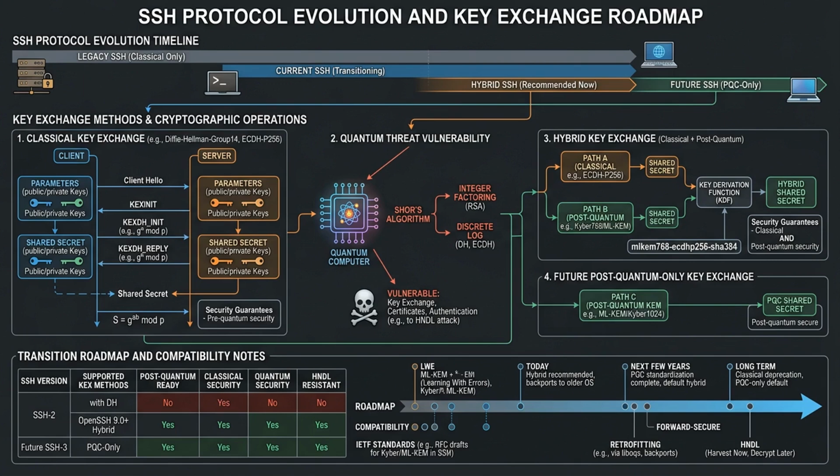Future SSH will use only post-quantum algorithms. Classical algorithms will be removed. But today, hybrid is the safest approach. It protects against both classical and quantum attackers. This is the roadmap for SSH evolution. Classical to hybrid to post-quantum only. Each phase improves security. Your Linux server should be on this roadmap today.